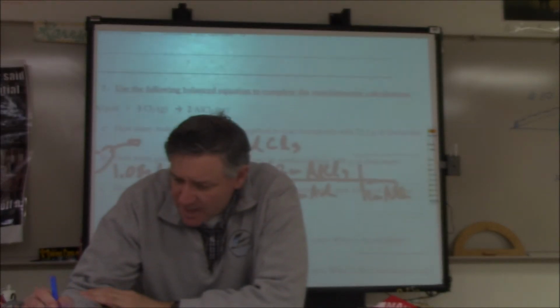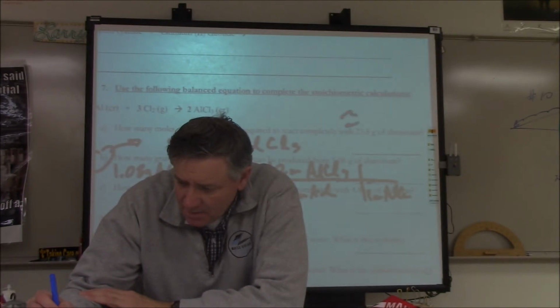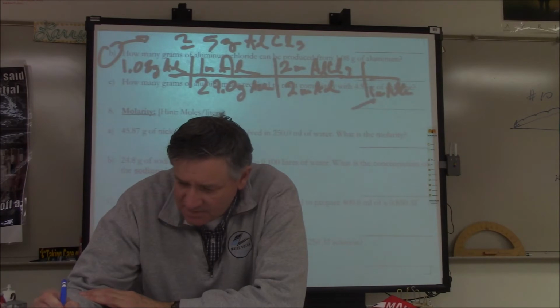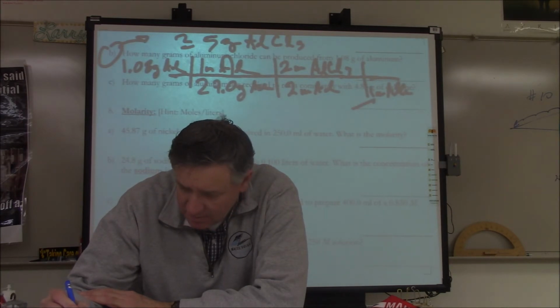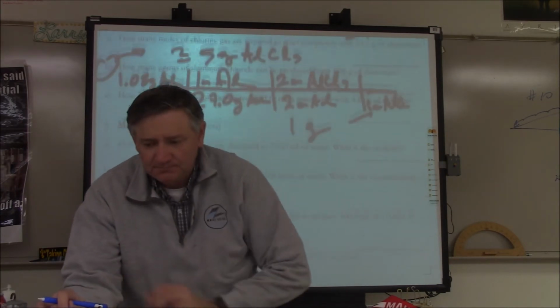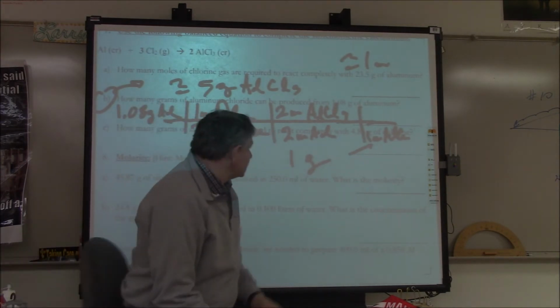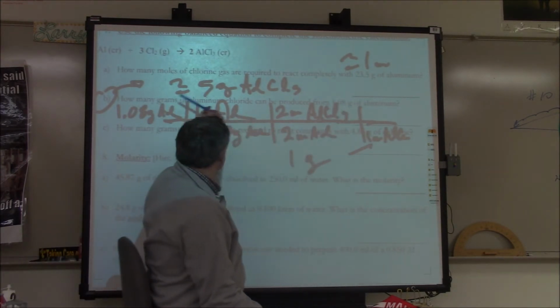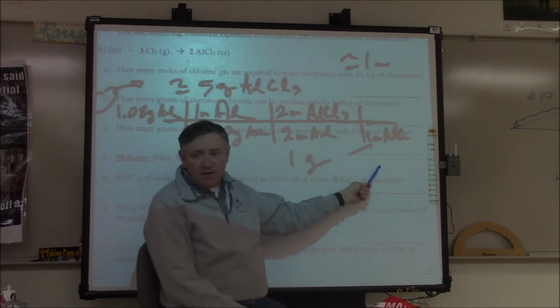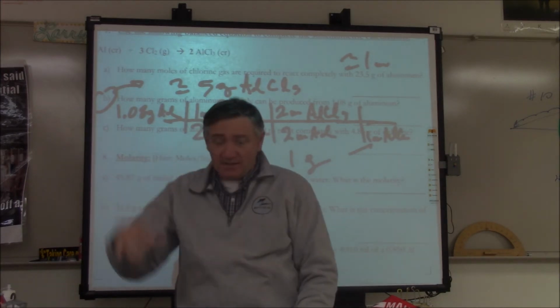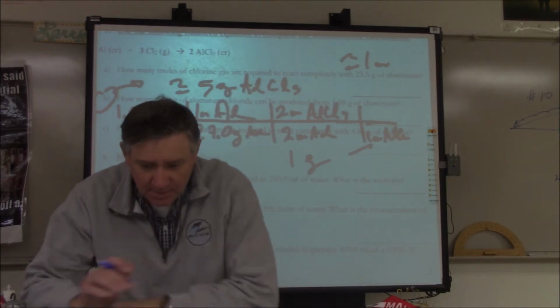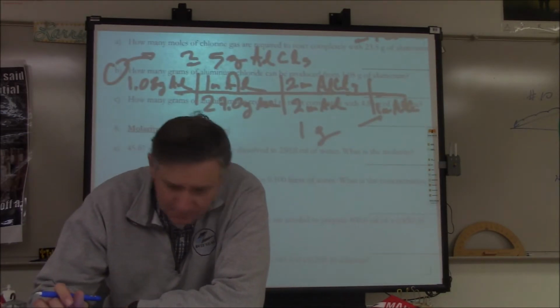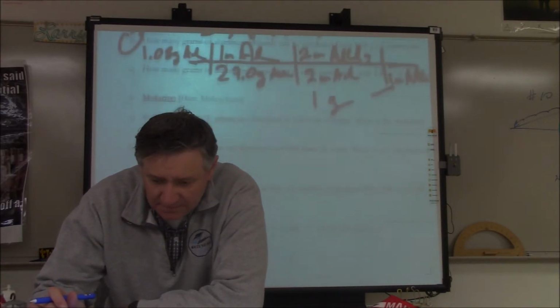Your answer to A should be around 1 mole, and your answer to C should also be around 1 gram. So we should go 1, something around 5, something around 1. That's the range of answers on problem number 7.